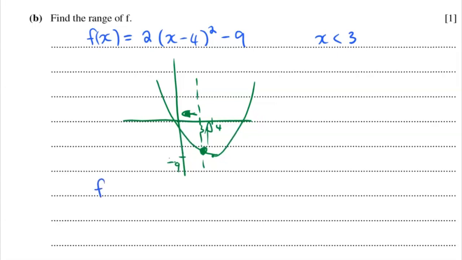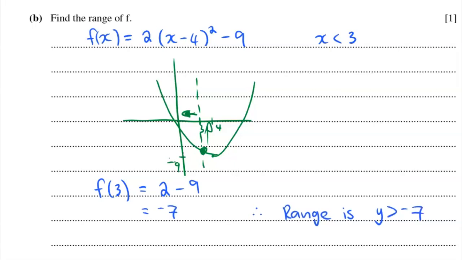That's how we solve this question. So we say, what is the value of the function when x is 3? And we'll get 2 times (3 minus 4) squared, which is -1 squared, just +1, minus 9, and we'll get -7. Okay, so that is the point. And we know that y is going to be larger than that point. Therefore, the range is y is larger than -7.